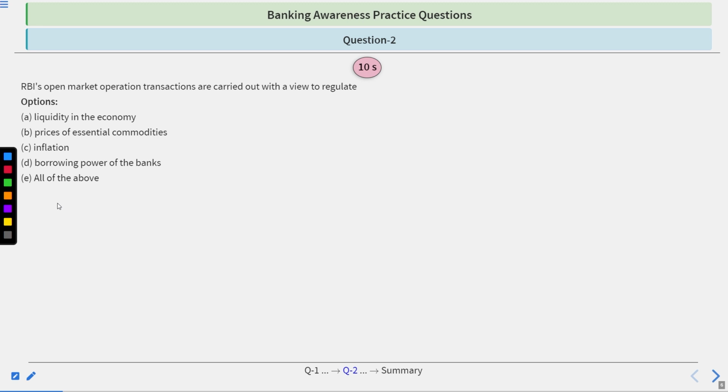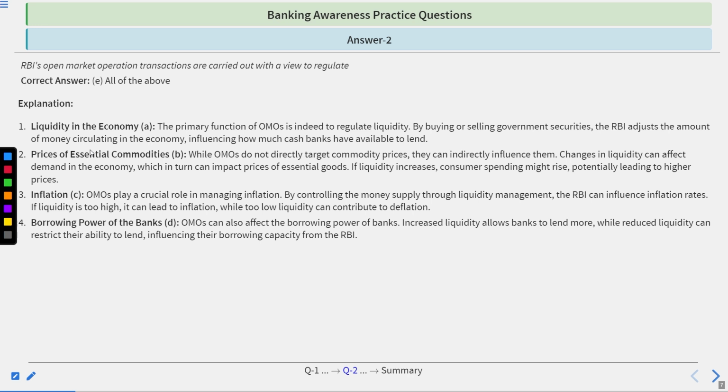Now let's move forward. Question number 2. RBI's open market operation transactions are carried out with a view to regulate: liquidity in the economy, prices of essential commodities, inflation, borrowing power of the banks, all of the above. Again, you will have 10 seconds to answer, then I will give you the answer. Time starts now. Time's up. Correct answer is E, all of the above.